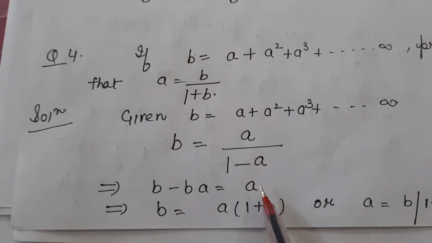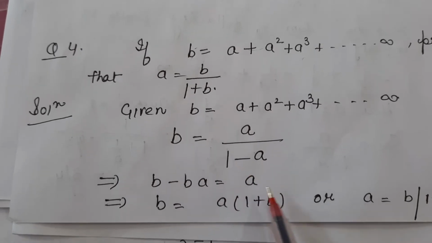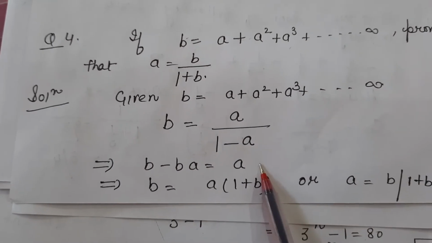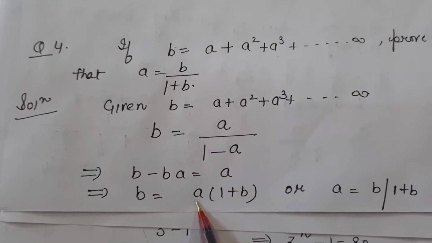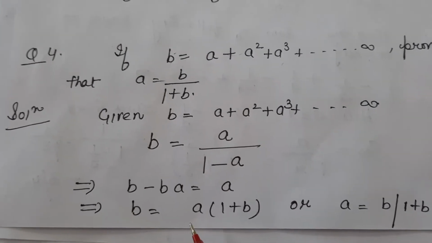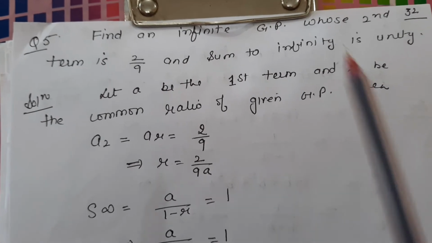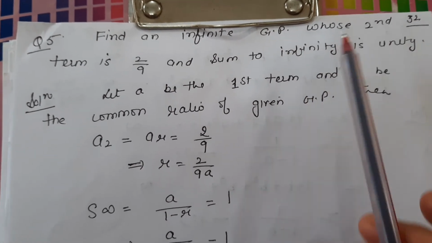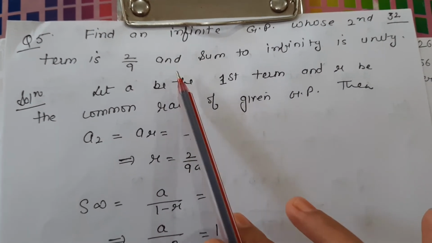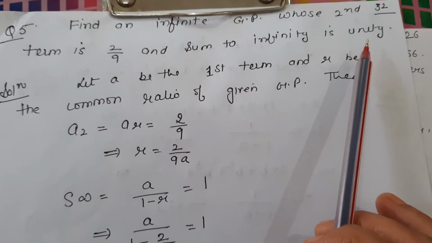Do cross multiplication, you will get b minus ba is equal to a. Now shift this term here, take a common. So from here the value of a will be b upon 1 plus b. Next question. Find an infinite GP whose second term is 2 by 9 and the sum to infinity is unity.